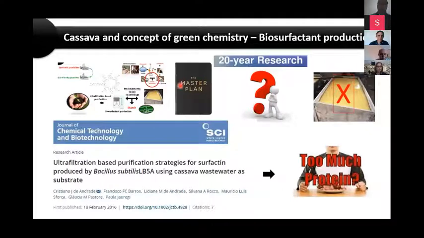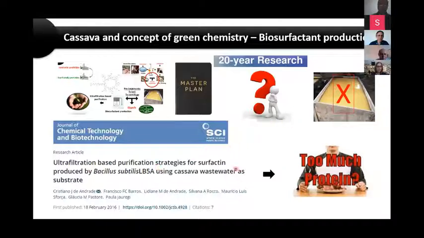So it looks like a really good master plan. We have a zero-cost, really low-cost culture medium. Right now this is a problem for the industry, but for us it's quite worthwhile, because we can use it. It's a rich medium, and our group has been doing this kind of research for over 20 years. In 2016 we tried to apply the ultrafiltration process to biosurfactants using cassava water.